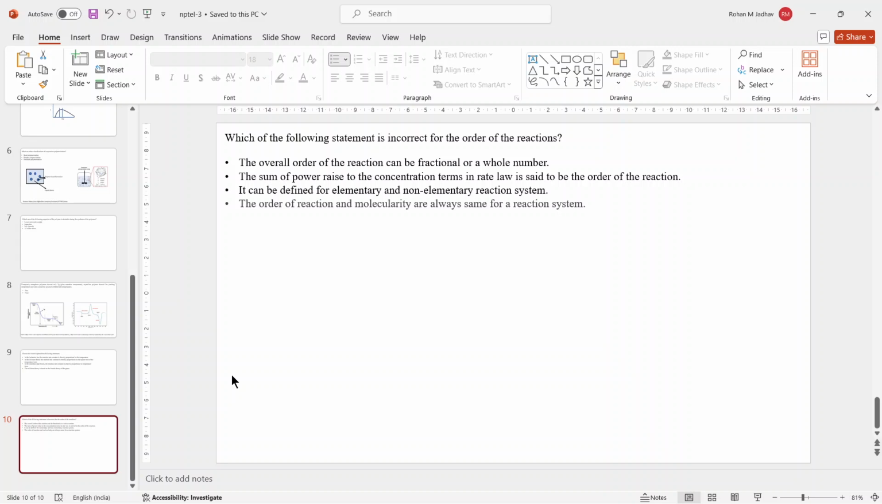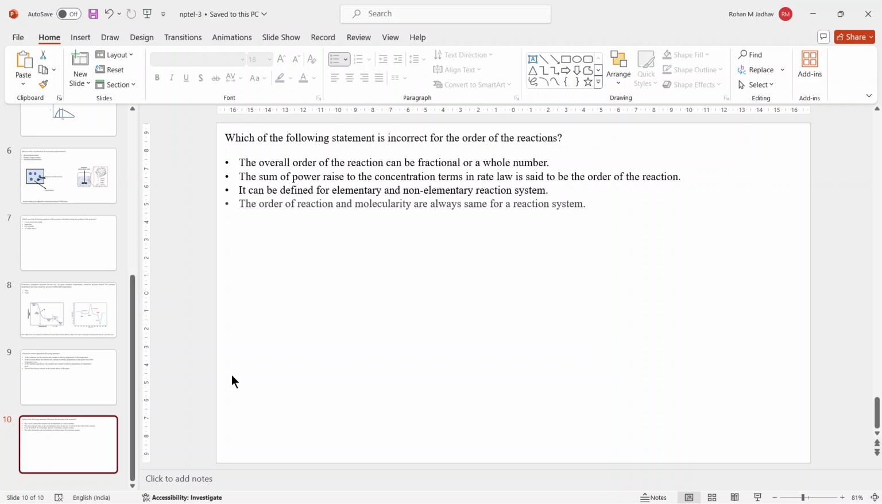Next one we have: which of the following statements is correct for the order of the reaction? First is, the overall order of the reaction can be a fractional or a whole number. From the classic definitions of reaction kinetics, we know that reaction orders can be fractional or whole numbers. That is true. Second, the sum of the powers raised to the concentration terms in the rate law is said to be the order of reaction. This is also true. This is the definition of the order of a reaction.